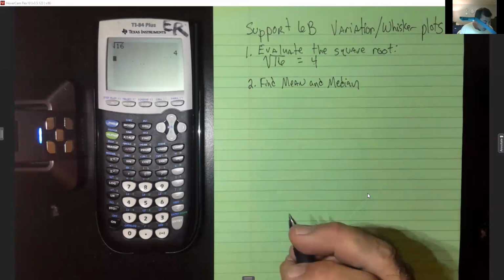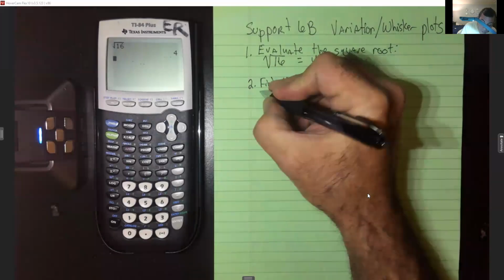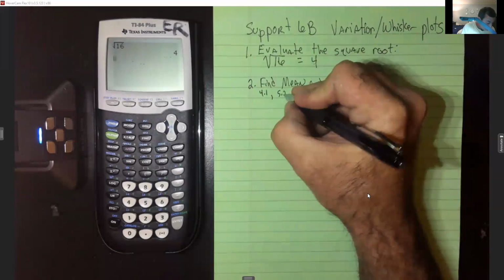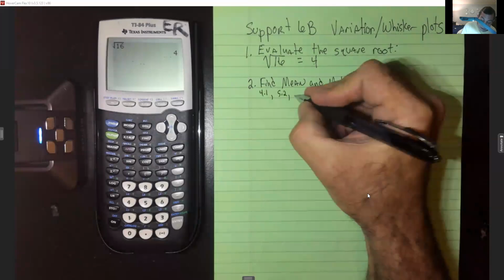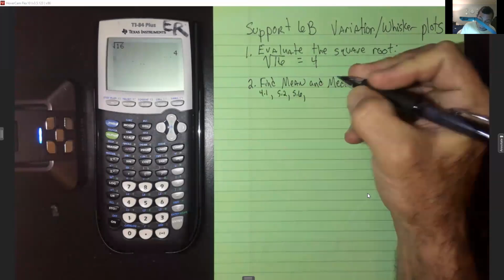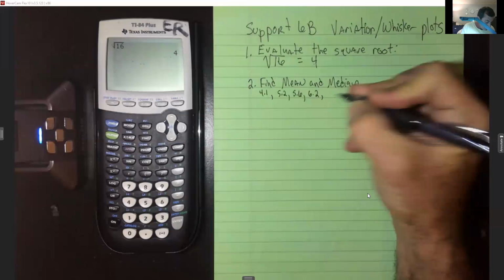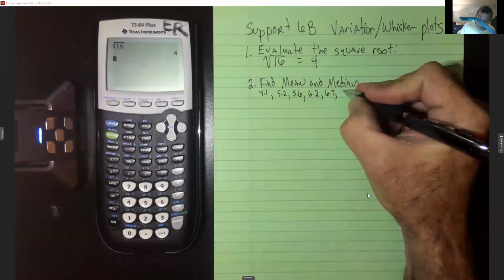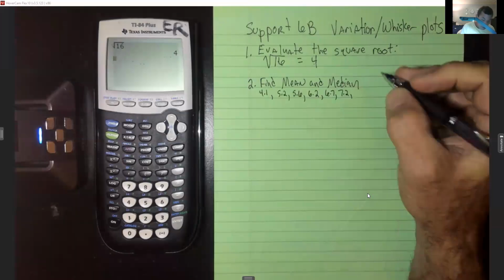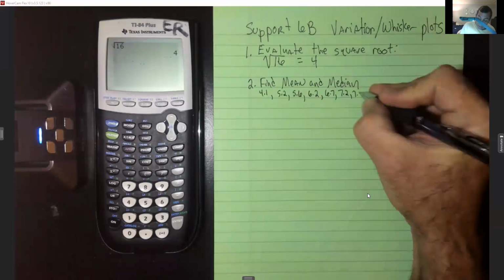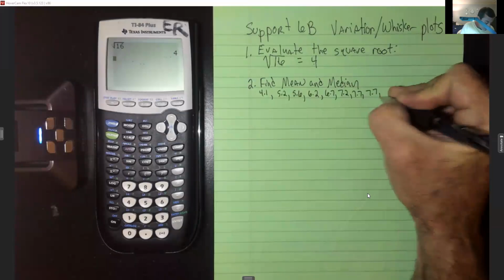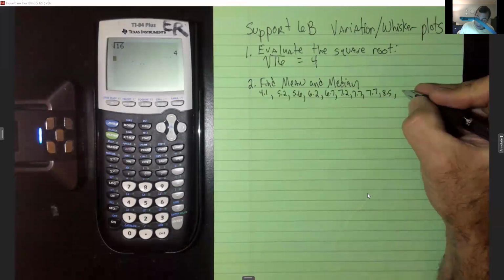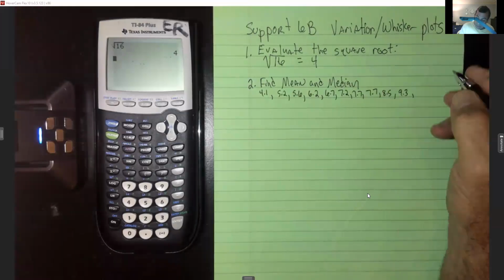So big bank waiting times are 4.1, 5.2, 5.6, 6.2, 6.7, 7.2, 7.7, 7.7, 8.5, 9.3, and 11.0.